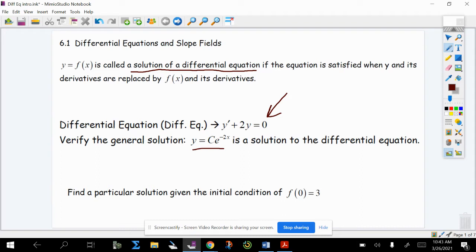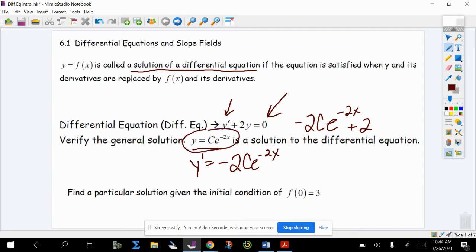So if I want to verify that it's a solution, I want to plug it into the differential equation along with any derivative needed to show that both sides equal 0. I will need a derivative because right here we have a y prime. The derivative of ce to the negative 2x is negative 2ce to the negative 2x. That's going to take the place of the y prime, so we'll have negative 2ce to the negative 2x plus 2 times y. Y is the original equation, that general solution, so we're going to put in ce to the negative 2x. And in order for it to be a solution, I should be left with a true statement.